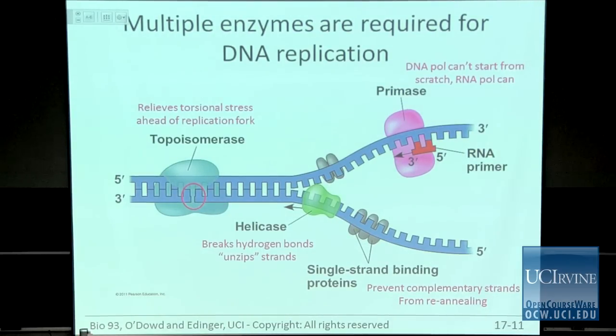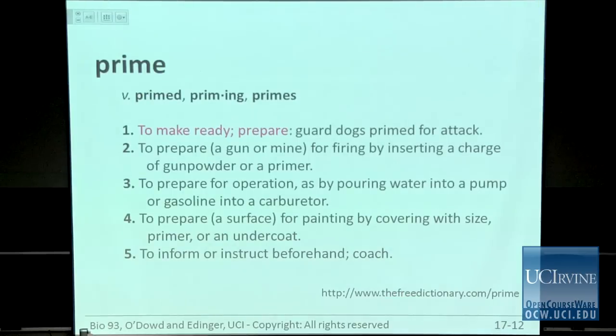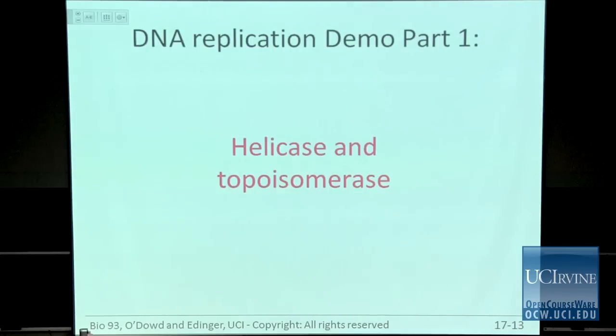It's just called primase because it primes DNA synthesis. So there is the RNA primer. Prime is a word from the English language that's just applied here in science. What it's doing is making a primer. It's making something ready for DNA polymerase to come in and add DNA nucleotides. So that's where the term primase comes from. All right, so let's try a demo.